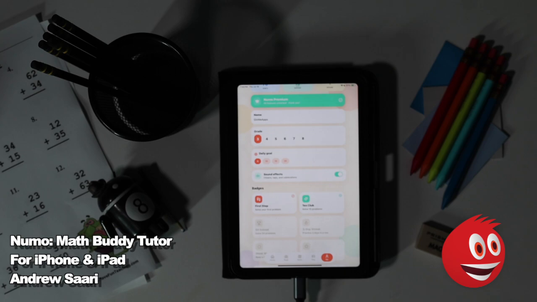There is a fee for the premium features, but if you're looking for another tool in the arsenal of your educational resources, I highly recommend it. We at GiveMeApps highly recommend this.